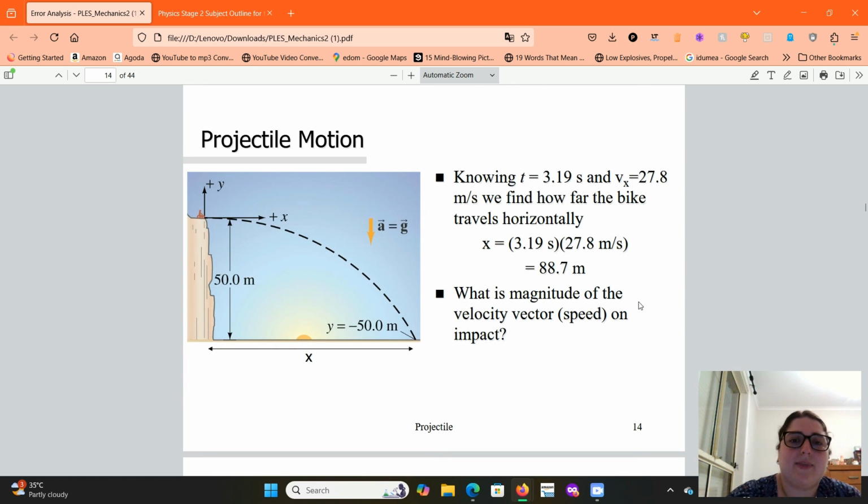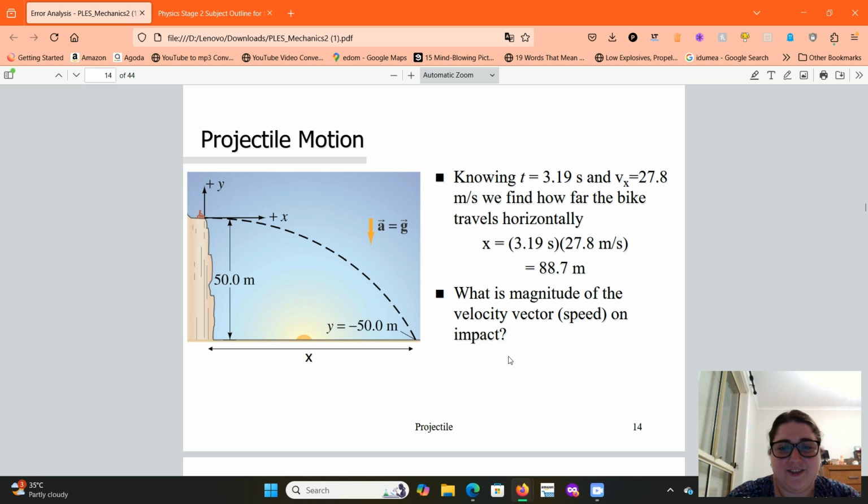Next, now that we know our time and we know what v of x is, we find out how far the bike travels horizontally. So distance is equal to time multiplied by speed, which is that.